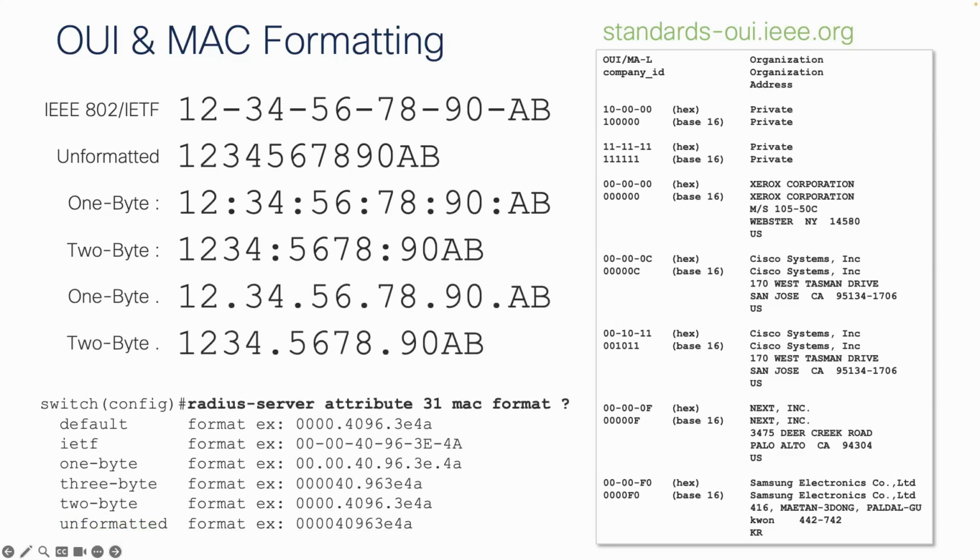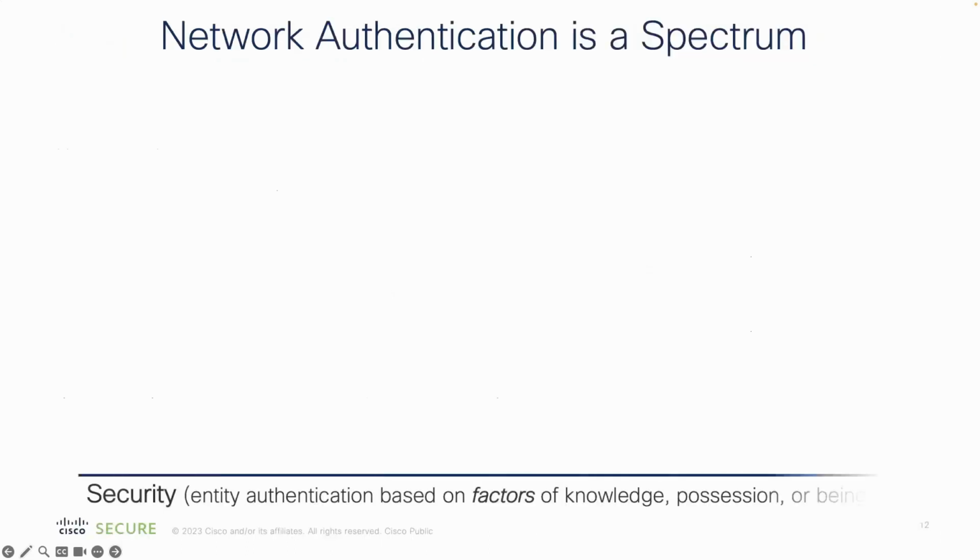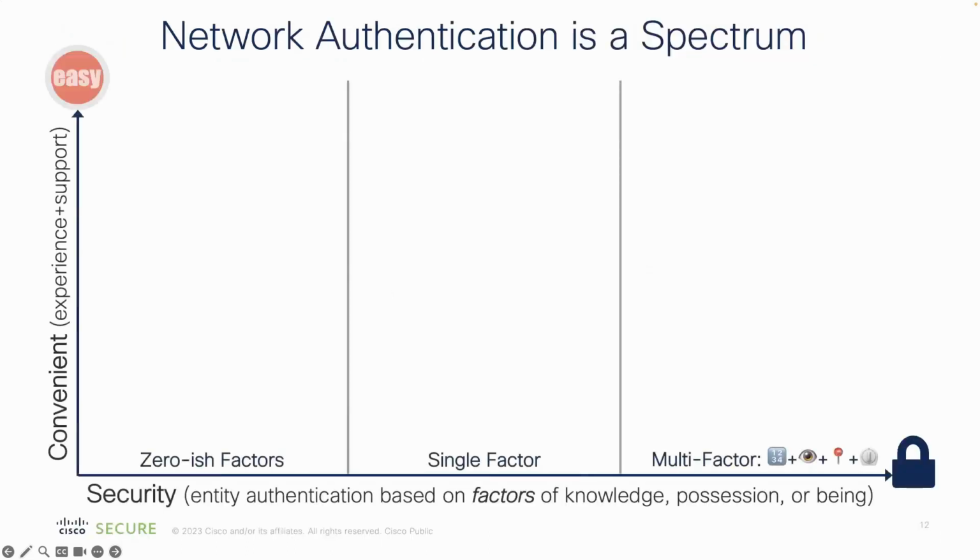But if you look in a Catalyst switch, you can actually choose what format you'd like to send the MAC address in. So, interesting things with the MAC address if you didn't know those. The way we use MAC addresses is basically to identify devices on the network at layer 2.